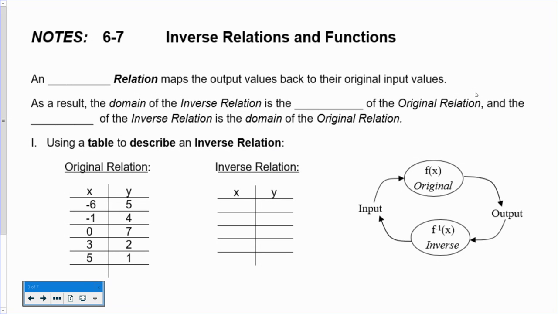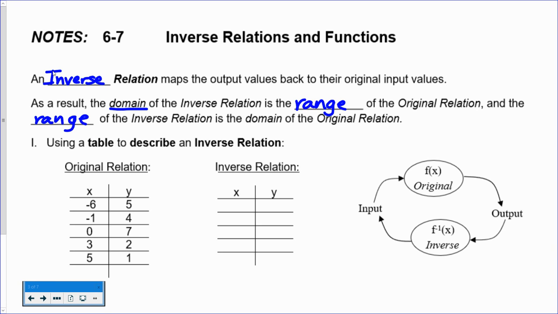Okay, so an inverse relation would map the output values back to their original input values. So as a result, your domain for your inverse function will be the range of the original relation. I was saying function either way. And the range of the inverse relation is the domain of the original relation. So your domain and range will switch from the original to the inverse and vice versa.